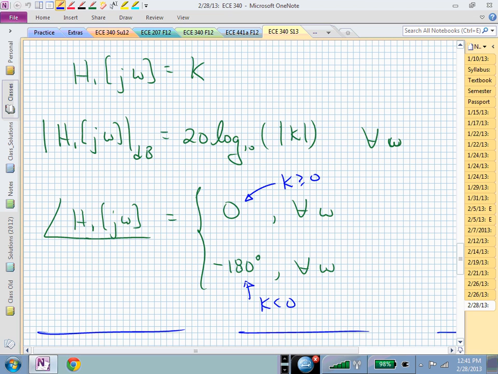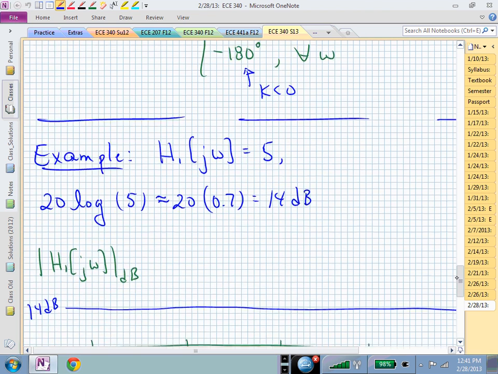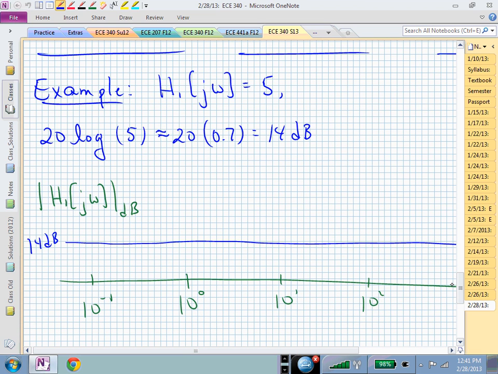Questions so far? If we carry that through on an example, let's say that somebody says your gain k in this particular case is 5. Then we can simply compute 20 log base 10 of 5. 5 is less than 10, and log of 10 was 1, so you should anticipate the log of 5 being bigger than 0 and less than 1. It's 0.7 roughly.